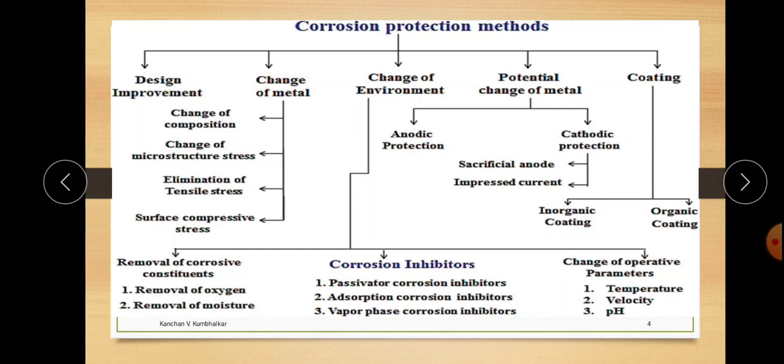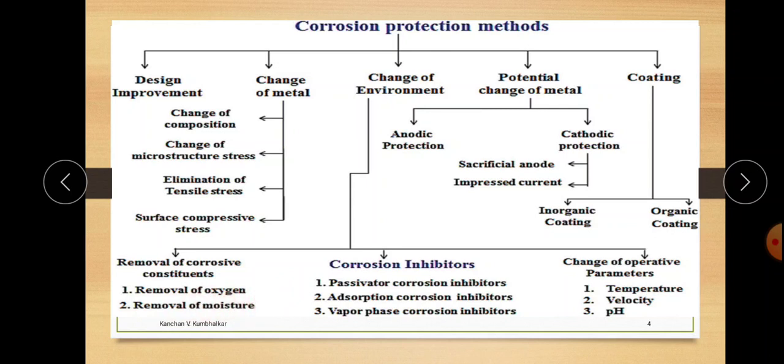The third point is the change of environment. We know that the environment is supportive. If it is supportive to the corrosion, the rate of corrosion is enhanced. So by changing the environment, you can minimize the rate of corrosion. Out of which the first point is removal of corrosive constituent. We know that oxygen and moisture are supporting the corrosion. Hence, by removal of oxygen or by removal of moisture, you can minimize the rate of corrosion.